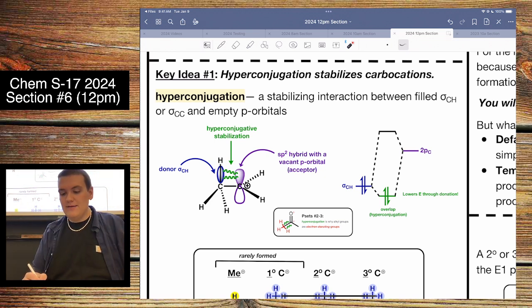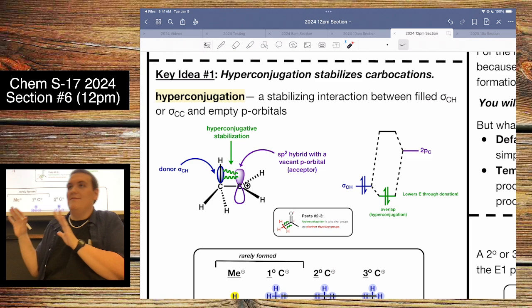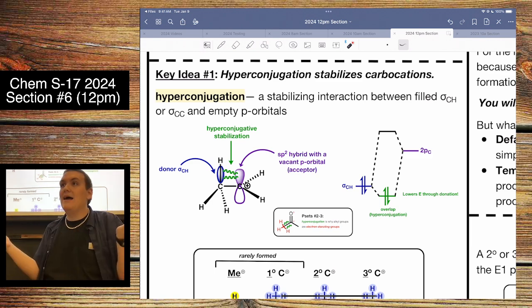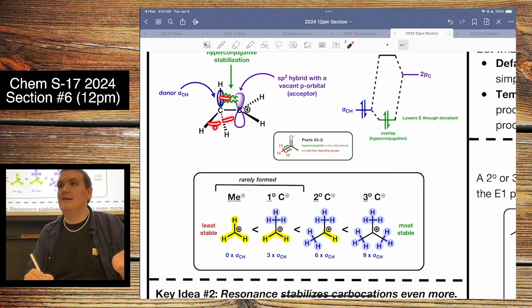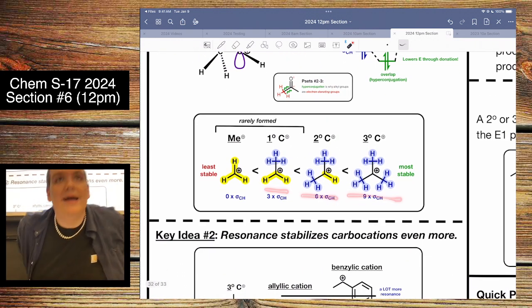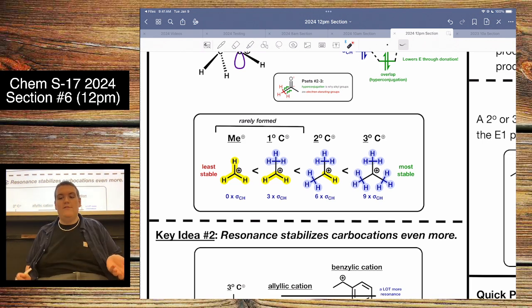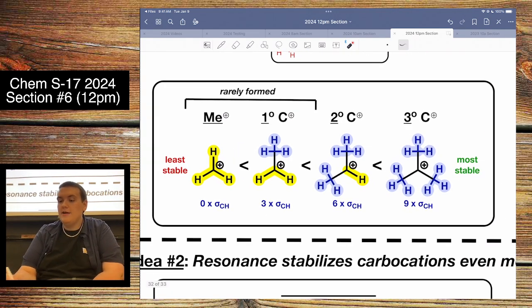But the nice thing about hyperconjugation is these small stabilizing interactions where it kind of leans over can stack. Like here, we have 3 of these interactions that are all happening together. And as you go from a primary to secondary to tertiary alkyl halide, you get more and more of these stabilizing interactions of hyperconjugation. And so what we see is that secondary and tertiary carbocations are fairly stable because they have either 6 or 9 of these stabilizing interactions.